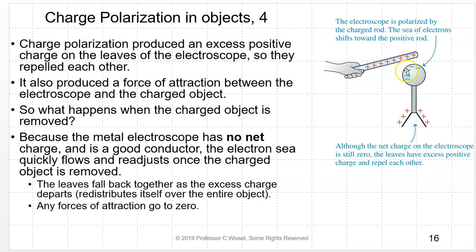Now, in an electroscope, as soon as the charged object goes away, these electrons are free to move. They don't want to stay here. They're going to redistribute themselves over the entire object, because this is a good conductor. The electrons quickly reflow and readjust. Once you remove the charged object, the leaves fall back together, the excess charge distributes itself over the entire object. It doesn't leave the object, it just redistributes. Any forces of attraction go to zero.